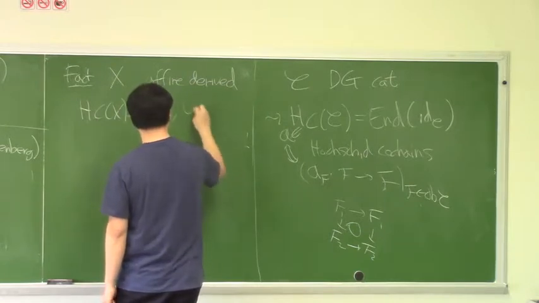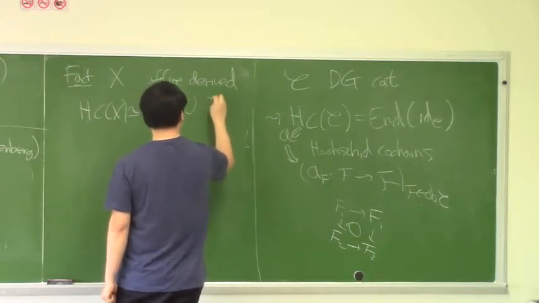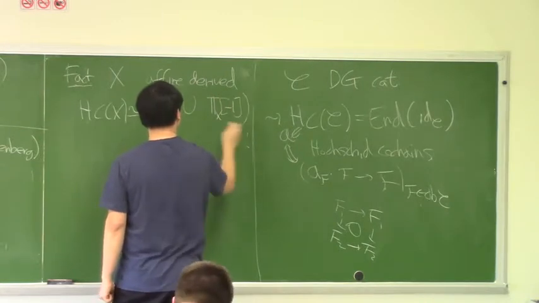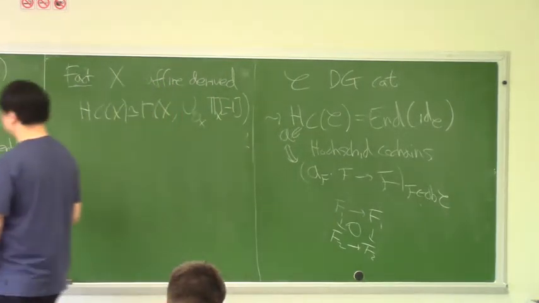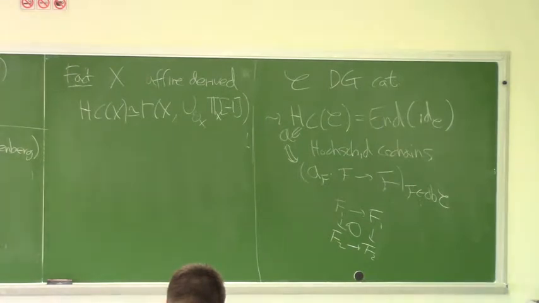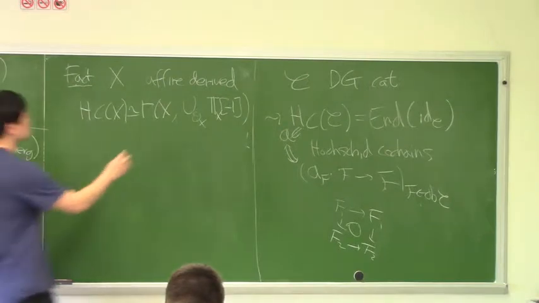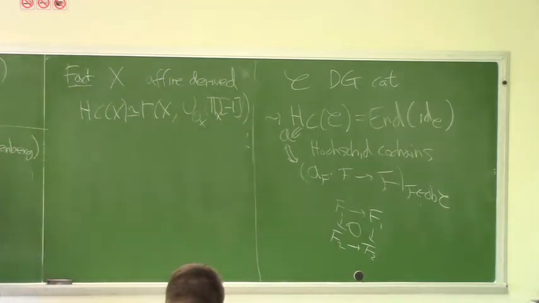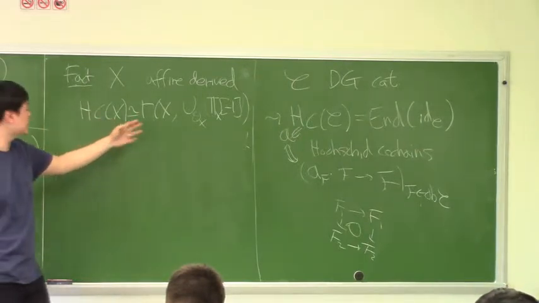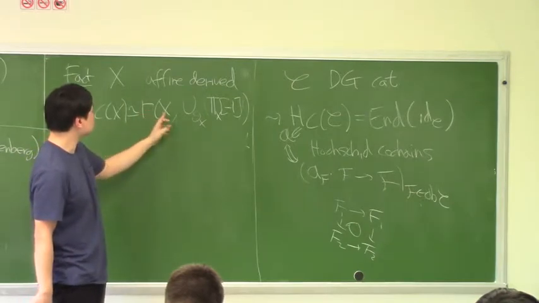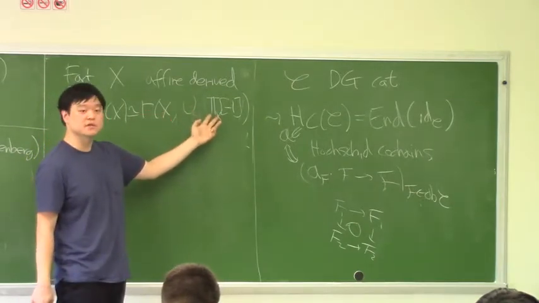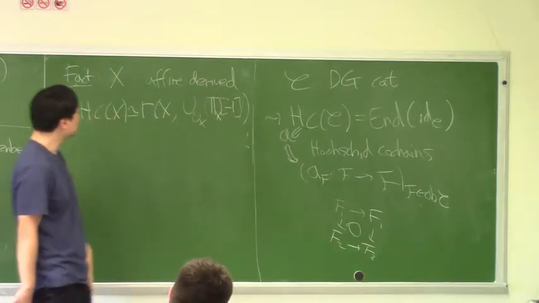And it turns out that you have such an equivalence. So it's not really important to understand this fact, so I'll be rather brief in explaining. On the left-hand side, I just wrote down the Hodge cochains. And on the right-hand side, I wrote down Gamma of X and U of this shifted tangent bundle. That's what I wrote down.